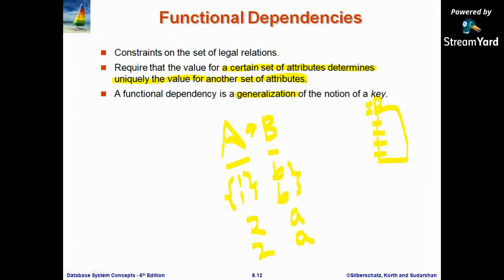In the case of a normal key, all the entries were different, but in this case the entries can be the same, but if the entries are the same, then the value which is functionally dependent on them should also be the same. If it is different, then it can be different, but for the same values of A, the value of B should be the same.